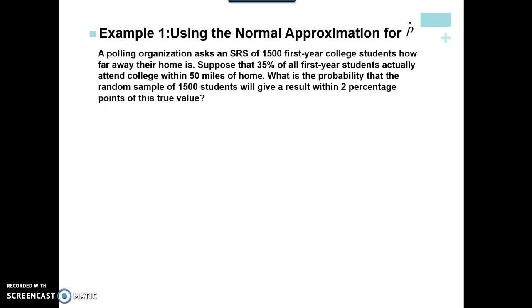How do I know this is a sampling distribution and not just a regular normal distribution question? You have to look at the last sentence very carefully. What is the probability that a random sample of 1,500 students, so what that means is I have a graph with a whole bunch of different p hats from 1,500 students, okay? So that tells me that I'm looking at a sampling distribution and not a population or just a sample.